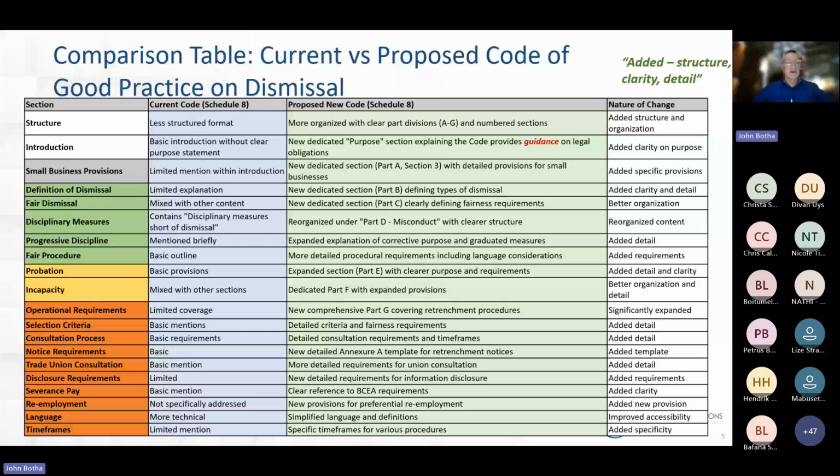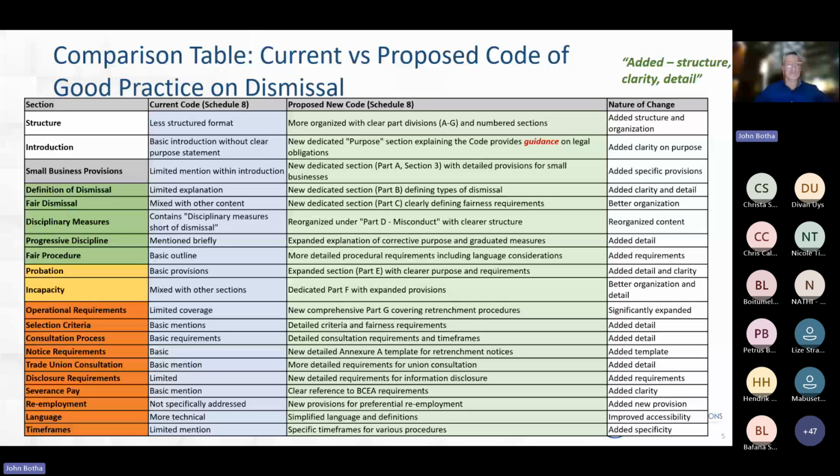Remember, colleagues, of course, there are only three types of dismissal, right? Misconduct, incapacity, and operational requirements. So this whole dark orange area is a new inclusion in the codes. Previously it only had the green, which was misconduct, and the yellow. We now have all three in one place.